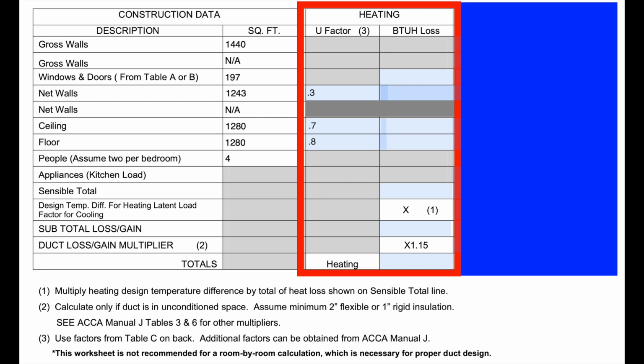Hi everyone, in this video we're going to walk through how to enter the BTU factors for heating on the whole house heat loss and gain worksheet. This step takes the construction values, so the area of the net walls, ceiling, and floor. We're going to look at our building and find out what kind of material is inside the wall, and behind the ceilings, and what kind of floor we have.